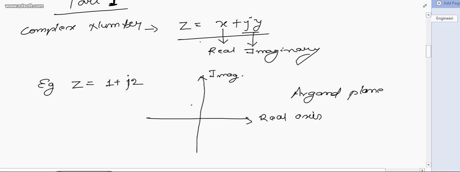So how to represent it? From here we see it is 1, so say this is 1, this is 2, and here it is 1, this is 2, so 1 and 2 on this. If this is plus, then this would be minus, so plus 2 and minus 2. So this is our plot on the Argand plane.